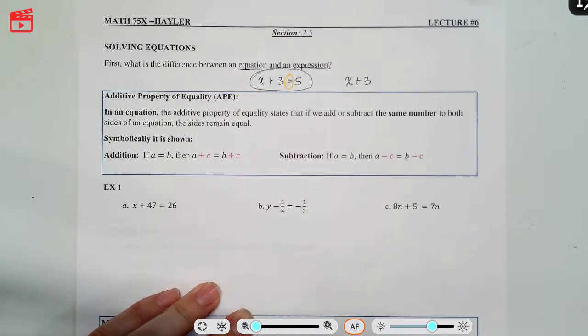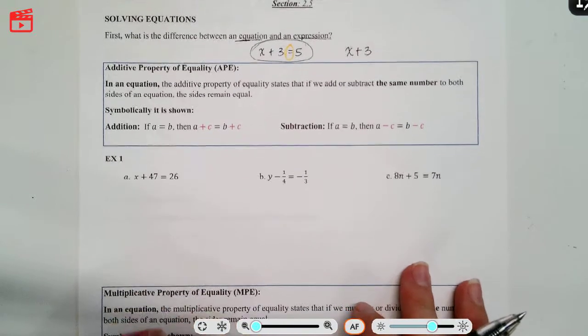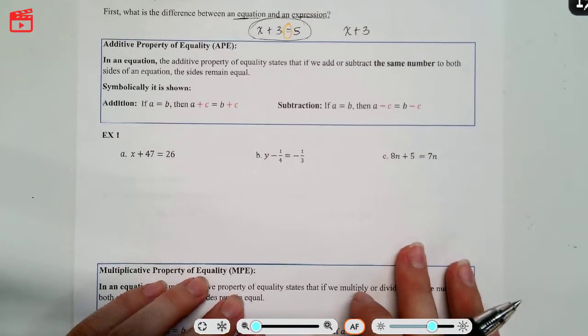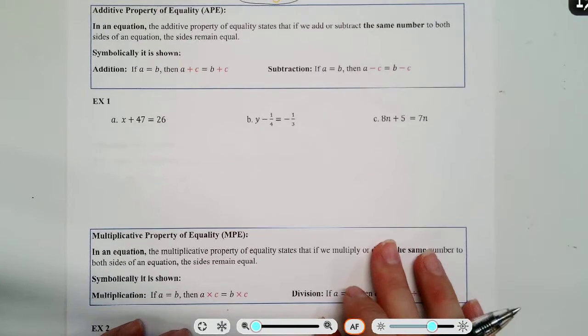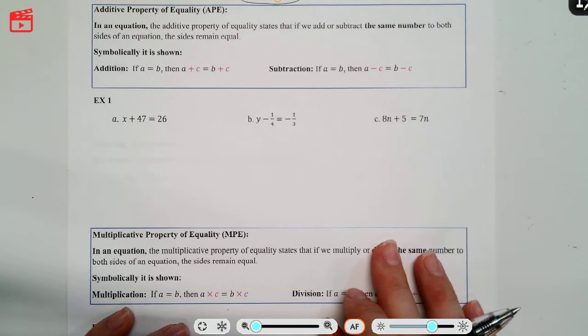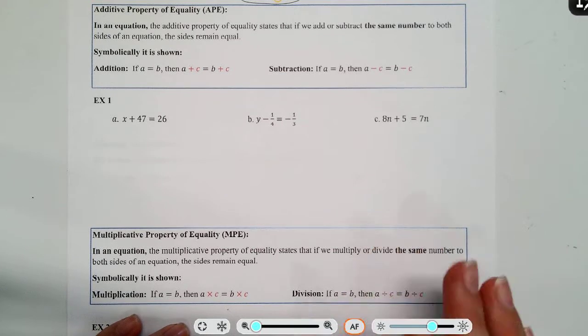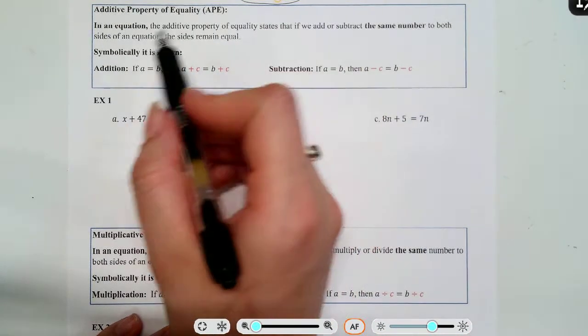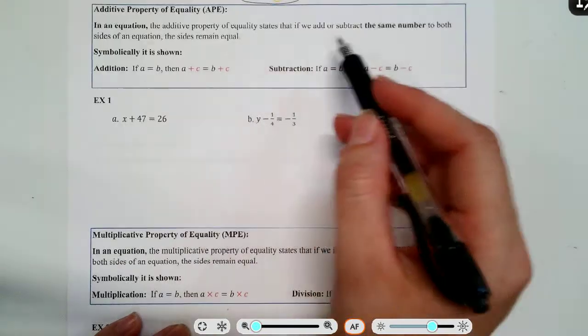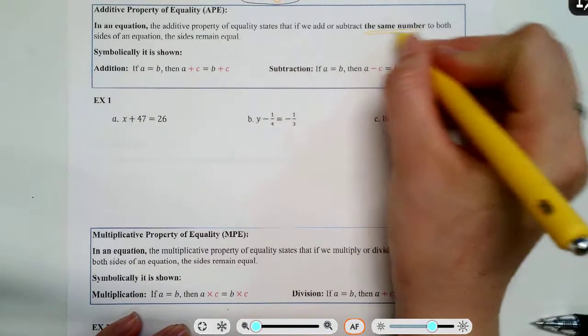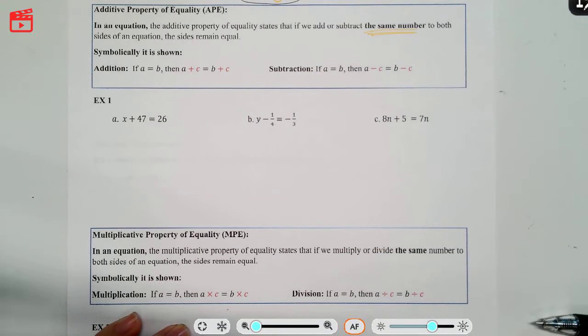So it's a different land and there are different rules in this so-called land. Okay, so if you see an equation with an equal sign, these are things we can do with them. So the first thing we can do with equations is called the additive property of equality, shorthand APE. In an equation, the additive property of equality states that if we add or subtract the same number, that's a key, to both sides of an equation, the sides remain equal.